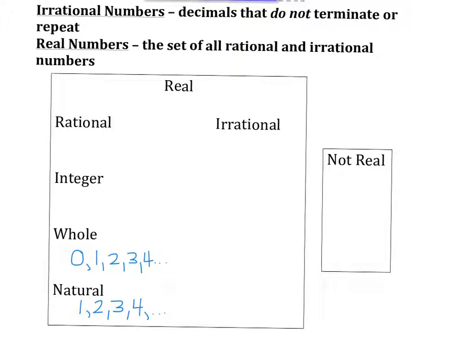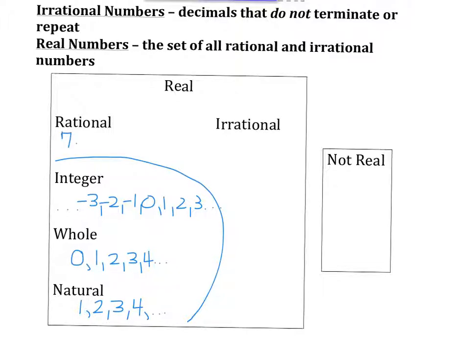The integers include the whole and the natural, and they also are the negatives of those as well. So -3, -2, -1, 0, 1, 2, 3. And remember, the dots mean they go on forever, in this case in either direction, positive and negative infinity. Rational numbers include everything that came before it and all of your fractions and decimals. So 7.4, 9.5, -4.2, and all of the numbers that came before it.